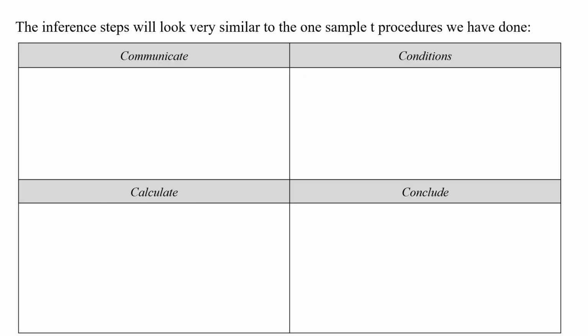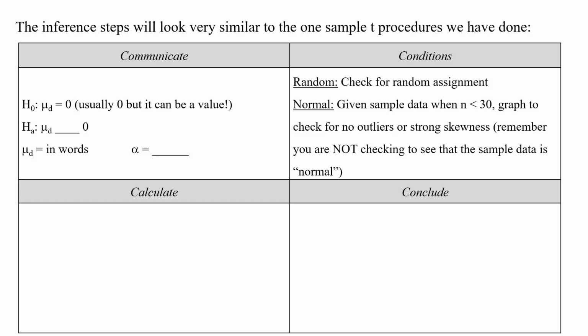So here's the setup. Here's our 4 steps, very similar to what we've done. Not much is going to change, okay? We're still going to communicate our hypotheses, our parameter, and our significance level. Our null hypothesis is that the mean difference is equal to 0, that there is no difference, right? Usually we're looking to see if there is no difference. It can technically be a value, but you'll mostly see your null hypothesis equal to 0 for this. And then our alternative can be greater than, less than, or not equal to. We do want to define what our mean difference is in words, and then of course communicate our significance level.